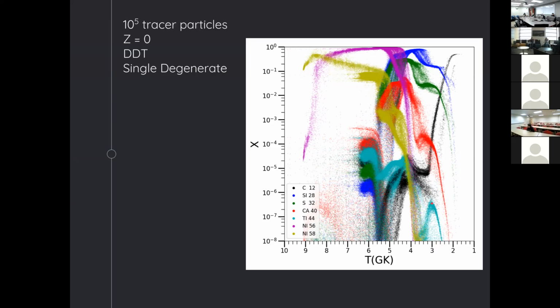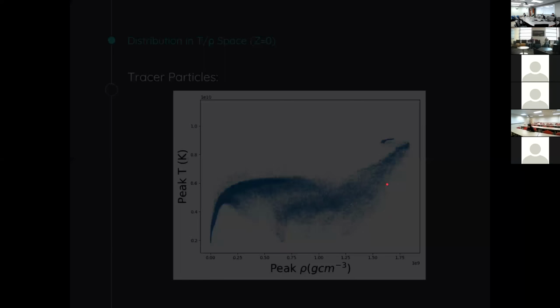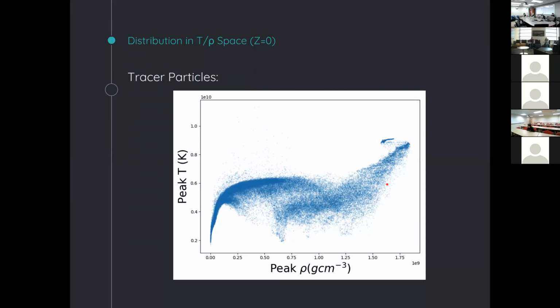parallels with another lab that's working on a PhD and has shown me his plots where the titanium abundance peak sits at 3 gigakelvin for core collapse, so that's quite interesting. So moving on from this, what I thought would be an interesting and informative thing to do would be to take the tracer particles and plot them in T-rho space.